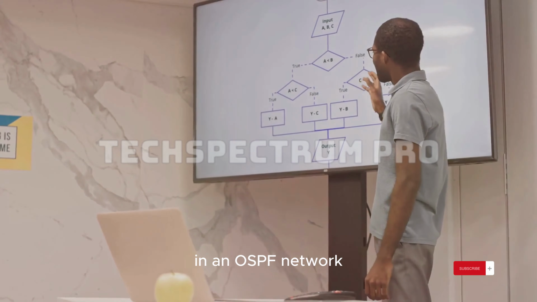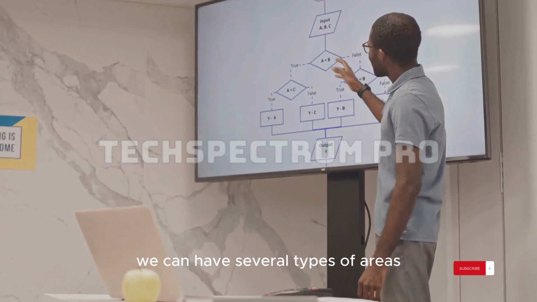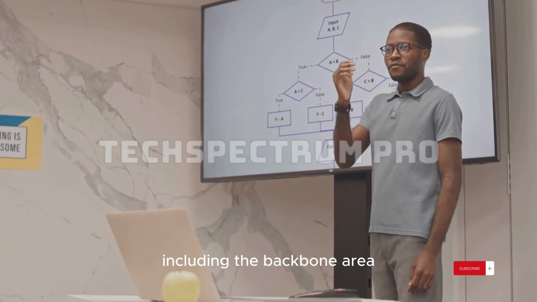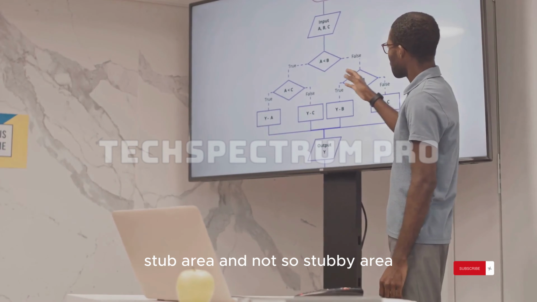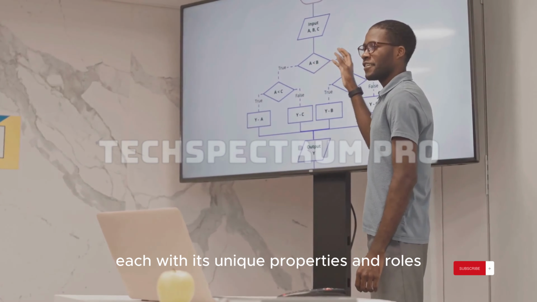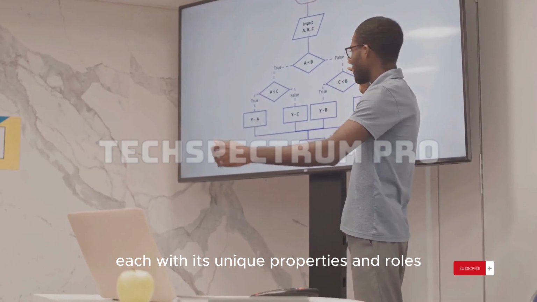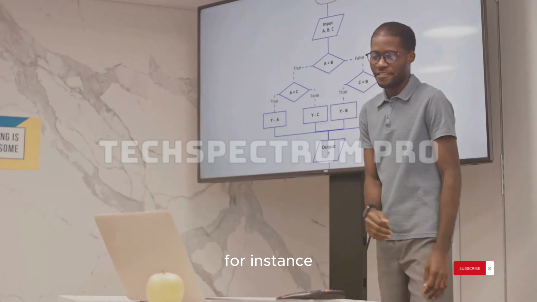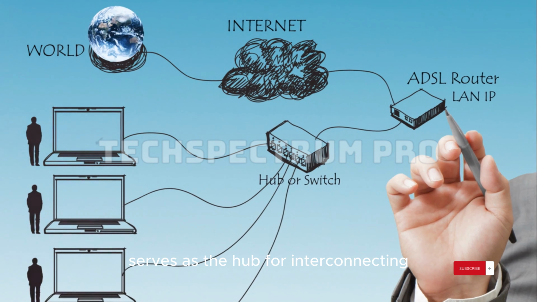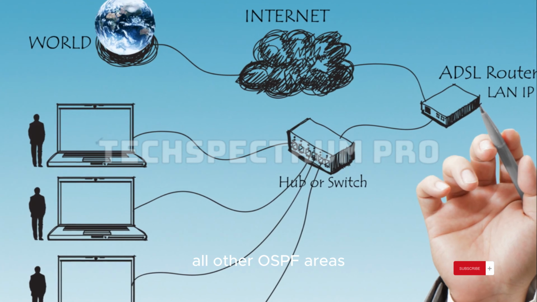In an OSPF network, we can have several types of areas, including the backbone area, stub area, and not-so-stubby area, each with its unique properties and roles. The backbone area, for instance, serves as the hub for interconnecting all other OSPF areas.